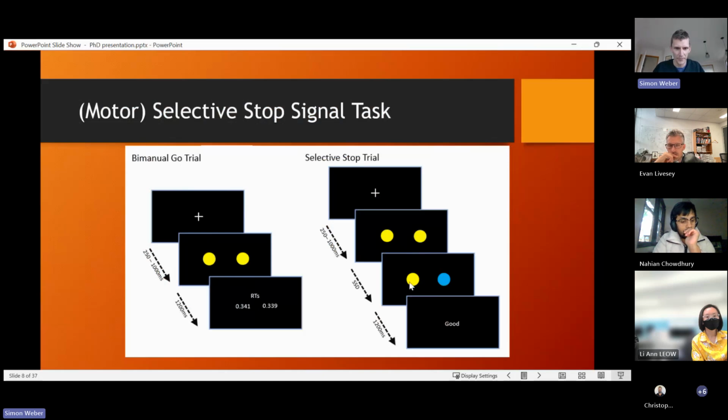Oh, can people see my mouse? By the way, I'm using it a lot to point to things. Yeah? Yes. Cool.